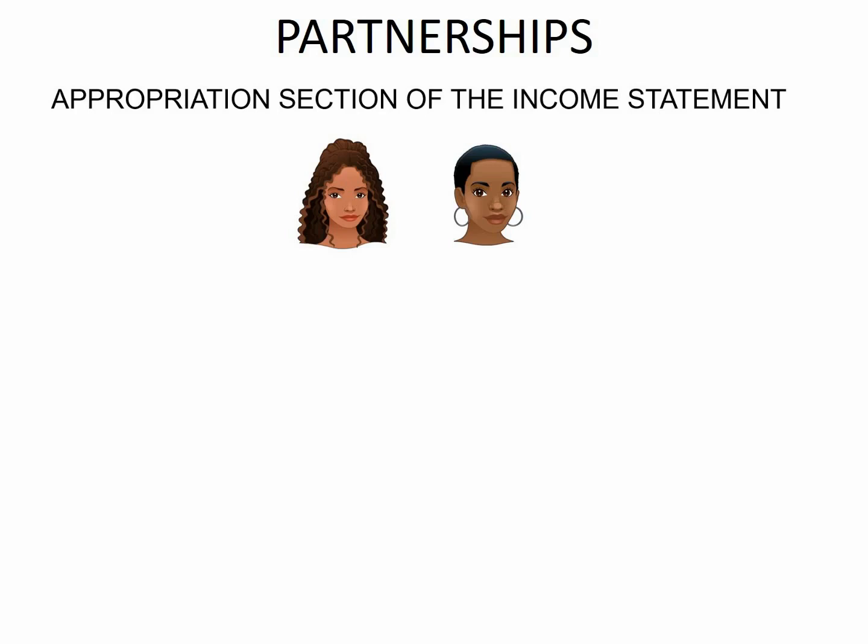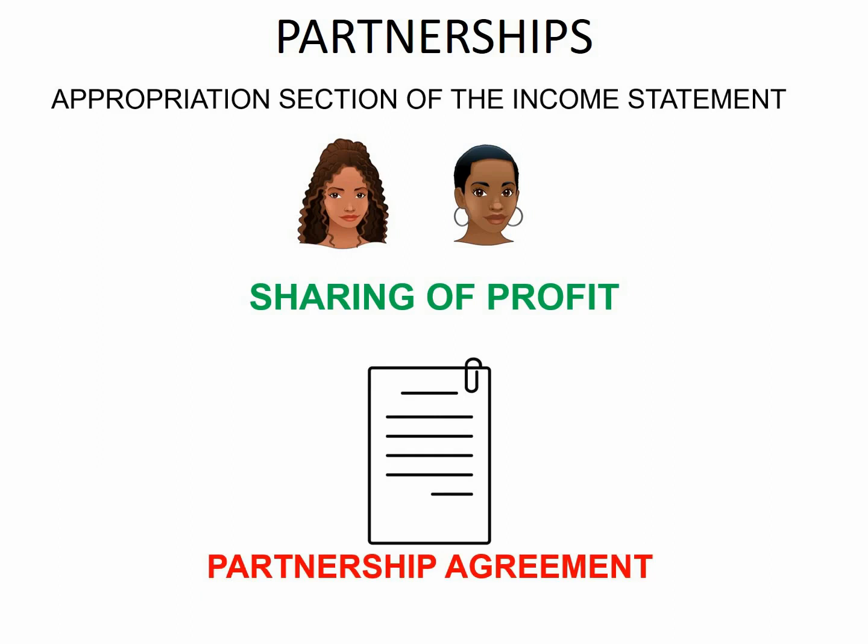Let's move along to the appropriation section of the income statement. This is the account where the profit sharing is calculated. Now, the profit sharing will be in the partnership agreement. Let's have a look at our income statement.